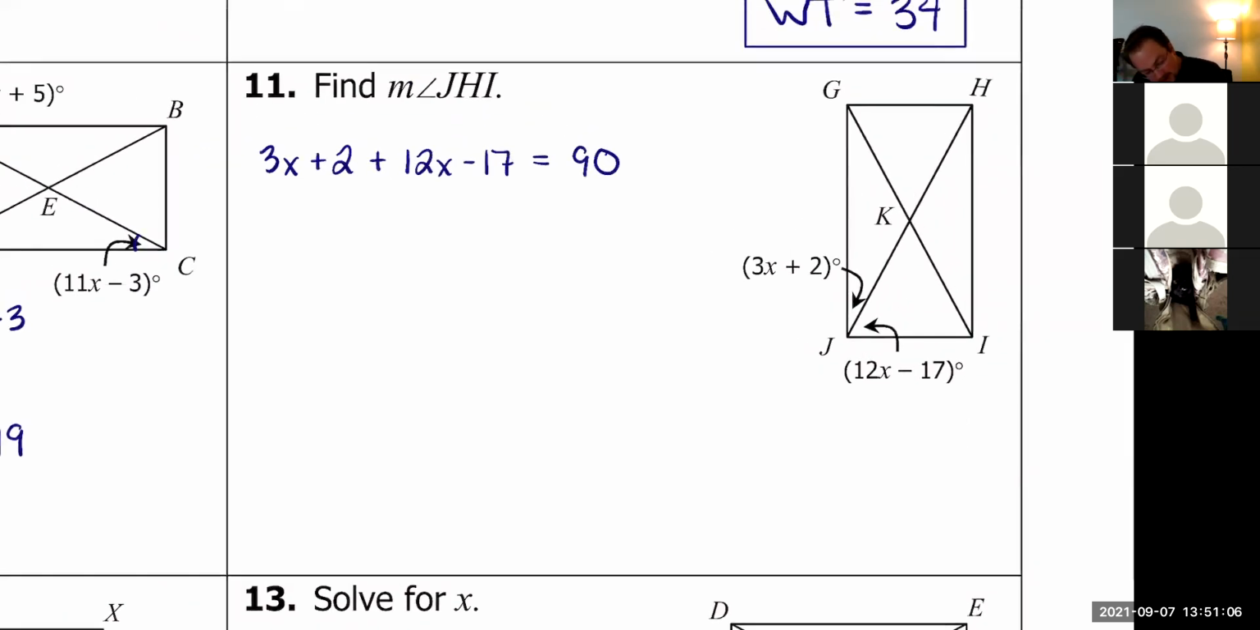Now, if you see that one all the way through, you should get that x equals 7, which if you read the prompt carefully, though, that's not what you're looking for. With a little bit of work, you should end up getting that angle JHI equals 23 degrees.